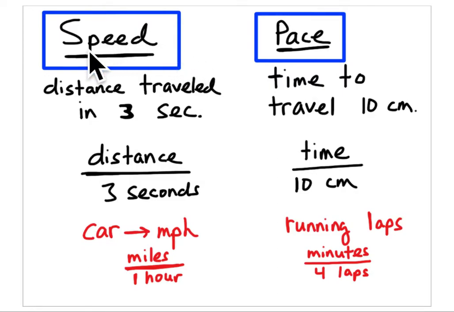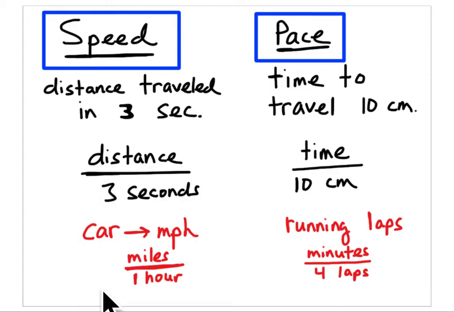So let's just look at speed for a moment. That's the distance that the bug traveled in 3 seconds. So how fast did it travel? One of the bugs went 6 centimeters in 3 seconds. The other one was 12 centimeters per 3 seconds, I believe. So this is distance per 3 seconds.